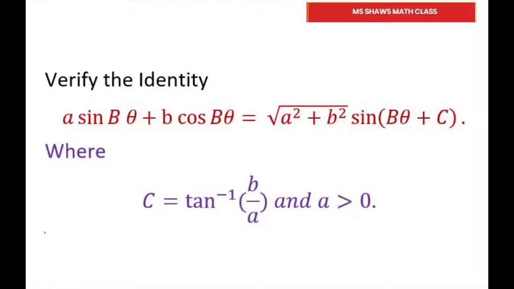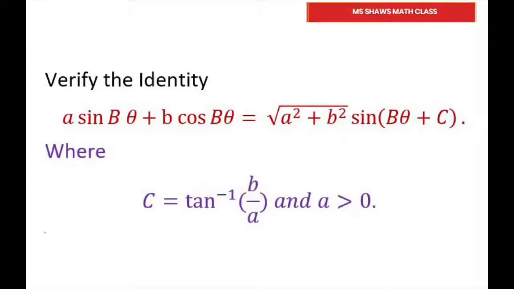Hi everyone, we're going to verify the identity that A sine of B theta plus B cosine of B theta equals the square root of A squared plus B squared sine of B theta plus C. And we also have C equals inverse tan of B over A, and A is positive.